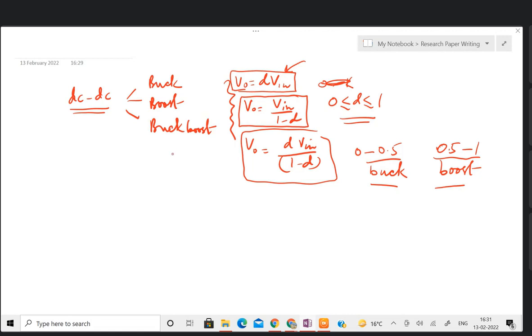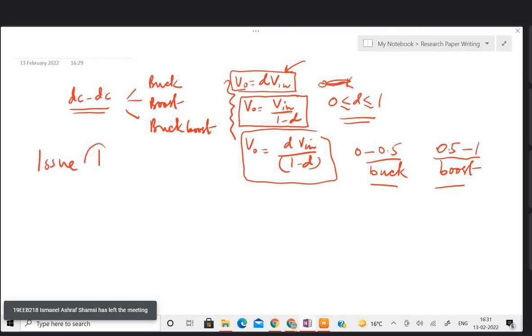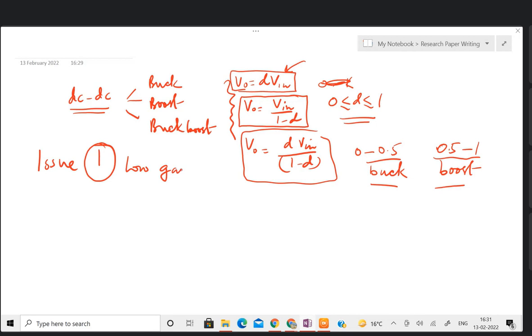But now coming to the issues. What are the issues? Issue number one, the first issue is low gain. In case of boost as well as buck-boost, the output voltage gain you could see here is 1 by 1 minus D. So if I try to plot it, say this is VO by V in. VO is the output voltage, V in is the input voltage.